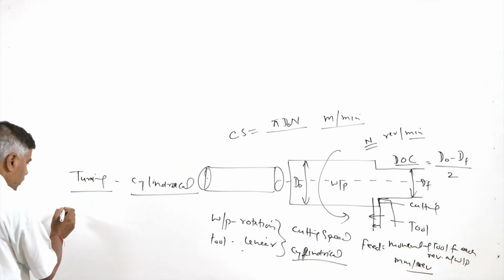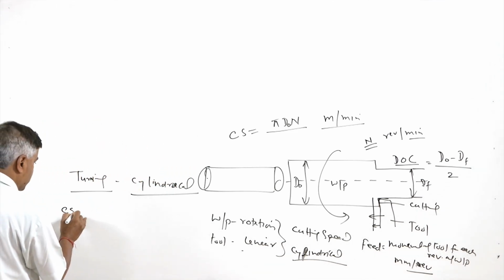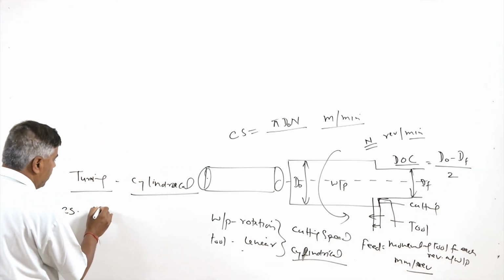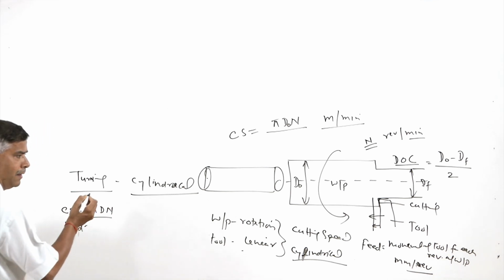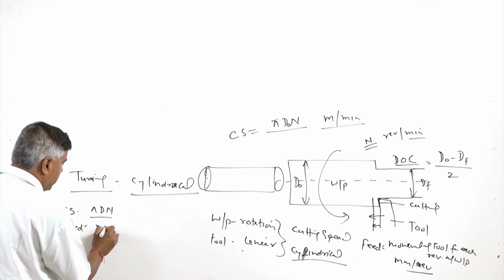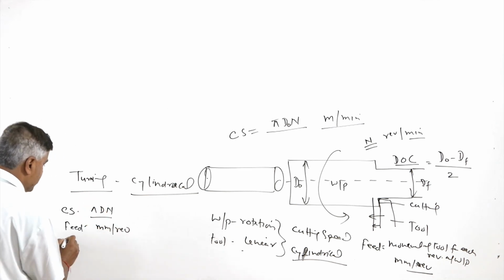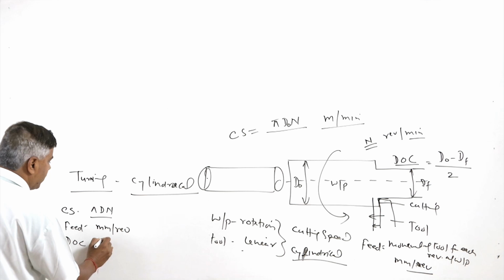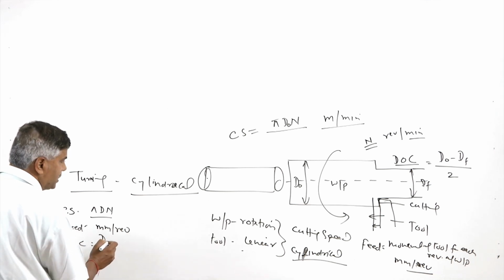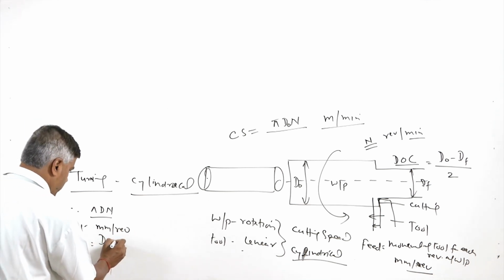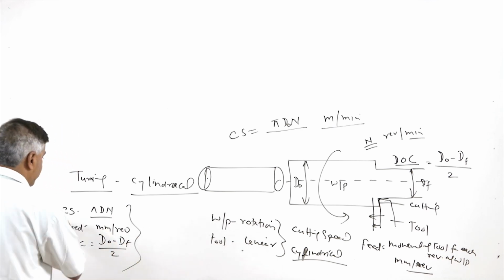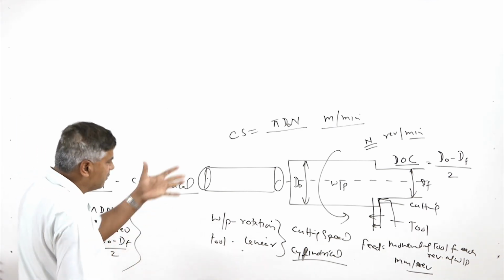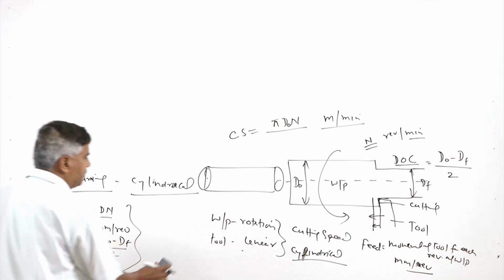So, now we have the 3 parameters: cutting speed, which is given by pi d n, and the feed, which is basically the linear movement of the tool for each revolution of the workpiece, and then the depth of cut, which is basically the change in diameter divided by 2, so d naught minus d f divided by 2. This is how the cutting speed, feed and depth of cut for turning can be achieved.